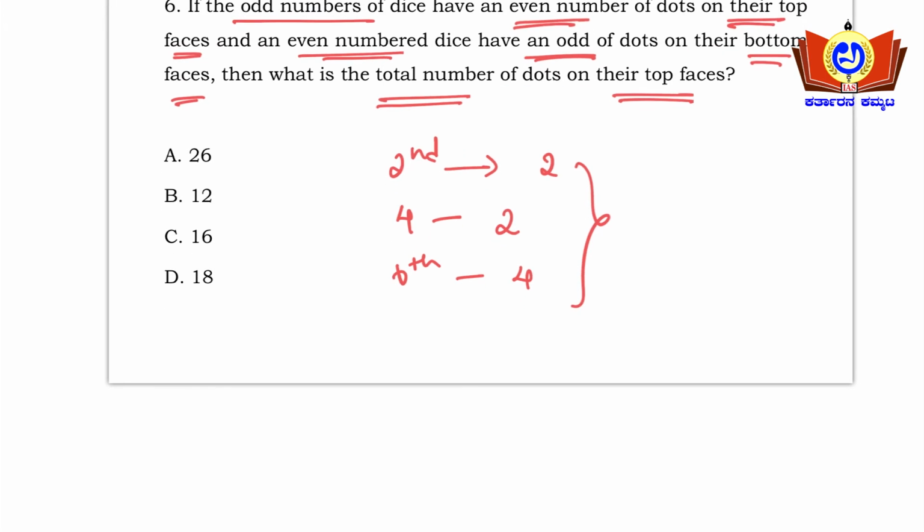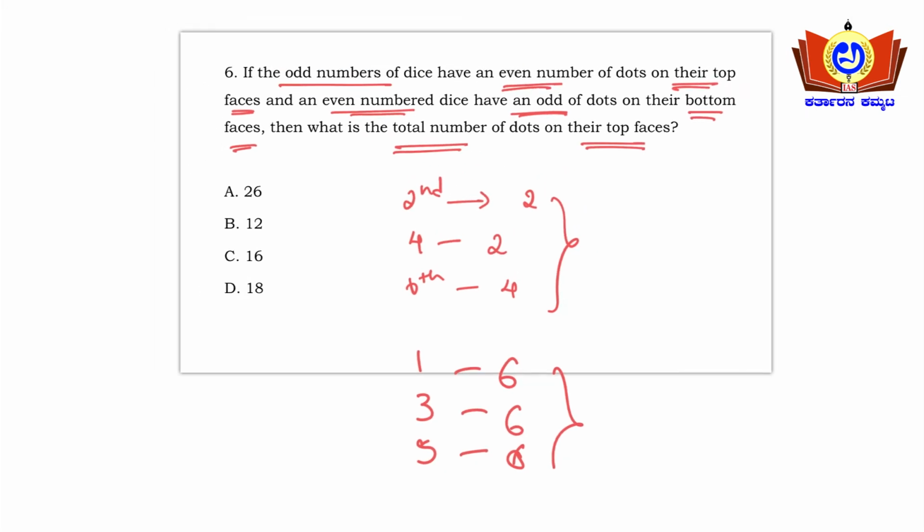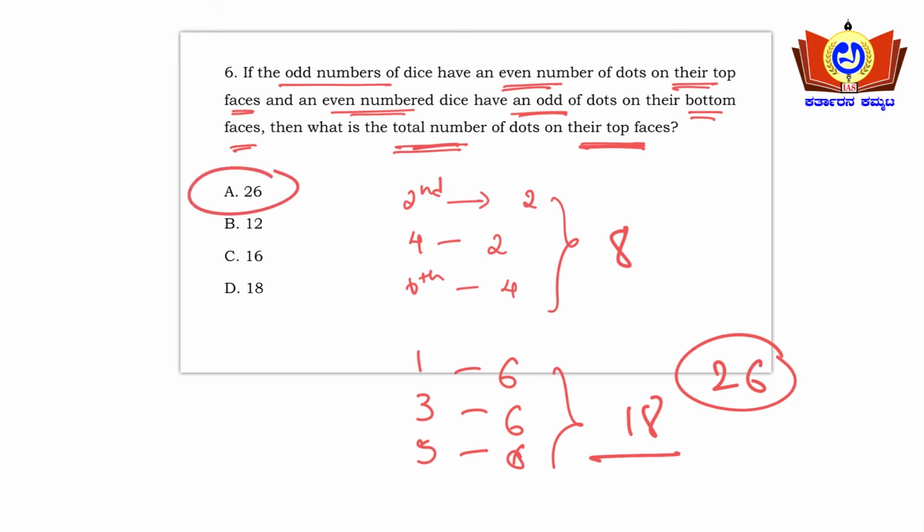Okay, so in the same case, the number of dots on the top faces of dice 1, 3 and 5, okay, dice 1, 3 and 5, that shall be 6, 6, 6. Okay, 6 and 6 and 6. So the question asks, what is the total number of dots on the top faces? Okay, 2, 2, 4, that is 8 here, and 6 plus 6 plus 6 is 18 here. So 18 plus 8 is 26. Okay, option A is the right answer here. Okay, so moving on to the next question.